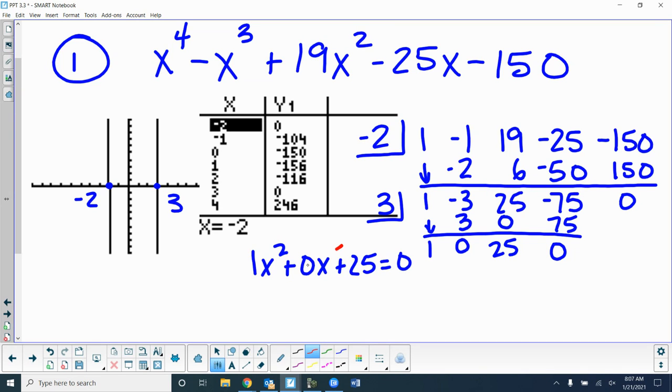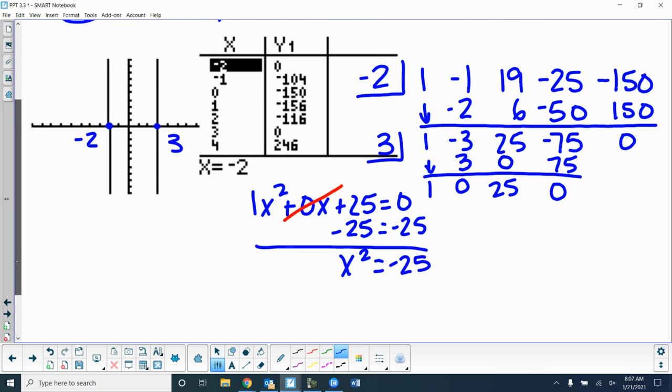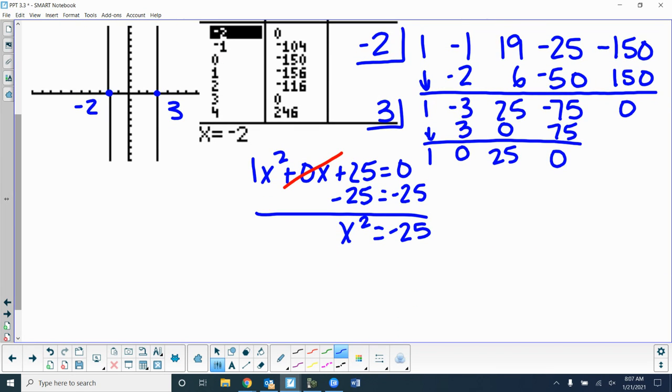Well, I don't need to worry about that. Okay? So basically, this x squared plus 25 is 0. So we're going to take the 25 over. x squared equals negative 25. So, what's the step now to get x? Square root, right? So here's where that imaginary one comes.